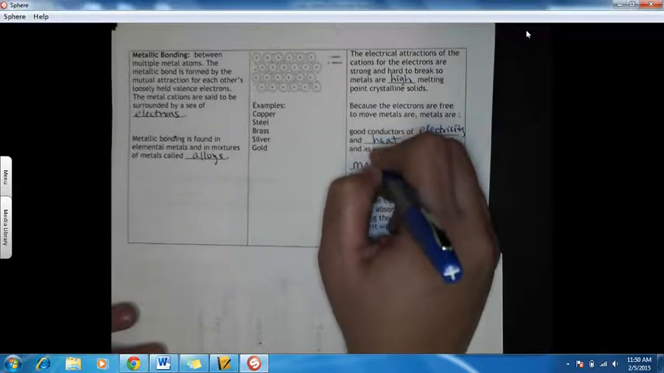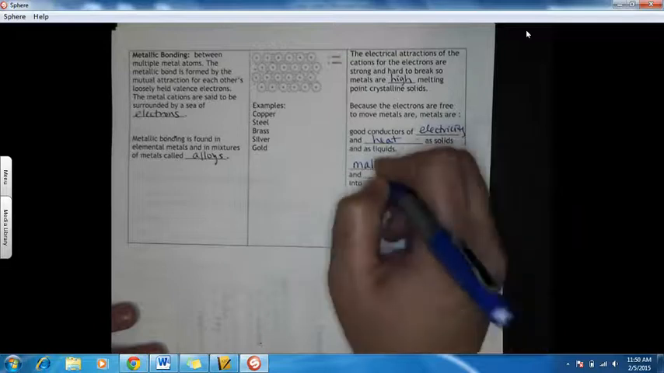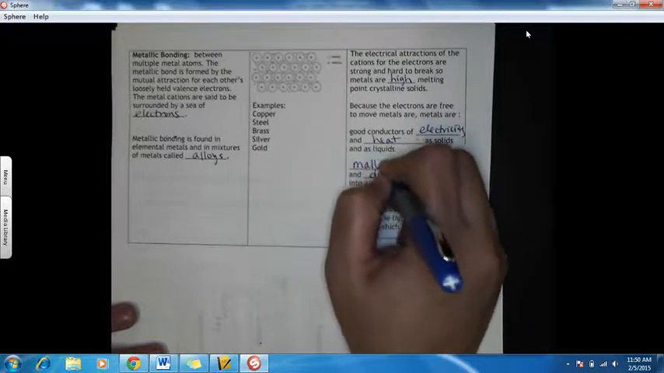And so because the electrons are free to move, the metals also are good conductors of electricity and heat as solids and as liquids. They are bendable, which means that they are malleable, and they can be drawn out into a wire, which means they are ductile.